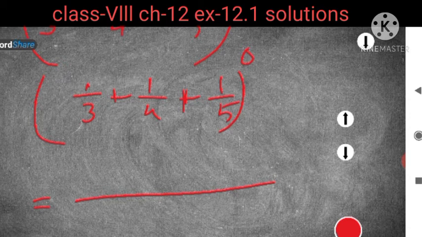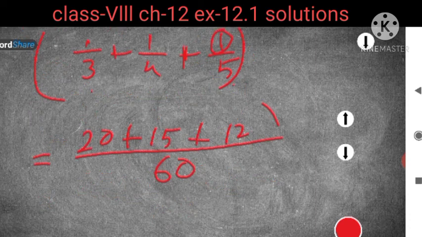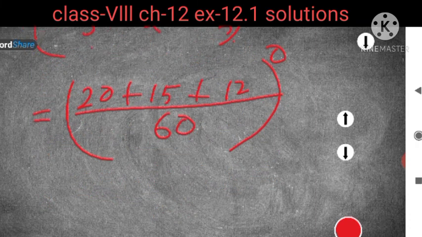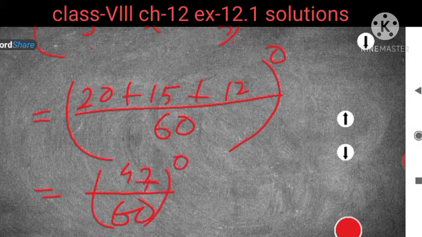The LCM will be how much? 3 4s are 12, 12 5s are 60, isn't it? LCM will be 60. So here you will get 20 and here you will get 15 plus, then this is 5. If you divide 60 by 5, you will get 12 into 1, which is 12. So again the whole power 0. Now if you add all this, you will get 20, 30, 40, 45, 46, 47. So what are you getting? 47 whole raised to the power 0.